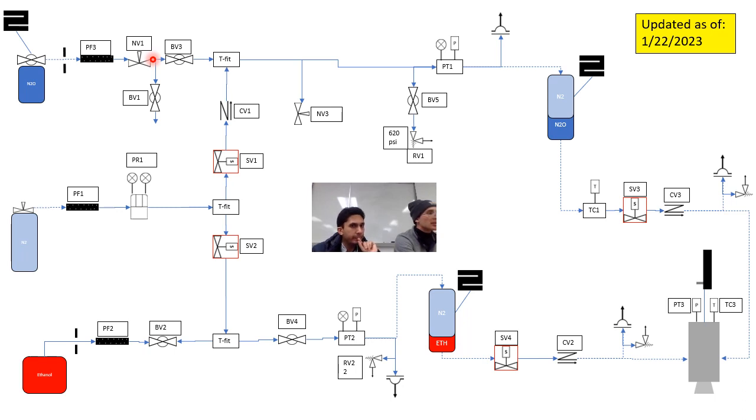So, more detail on the disconnection process. Let's see if there's anything else. Disconnecting the bottle: close the bottle, open NV1, open ball valve 1, BV1, to depressurize the nitrous oxide between the bottle and BV3.